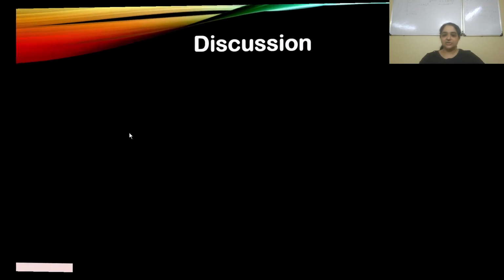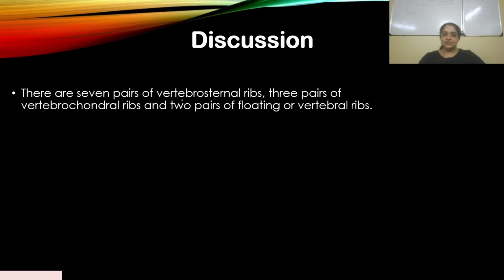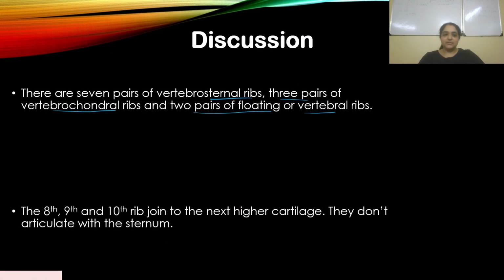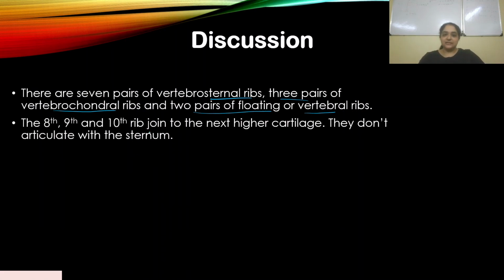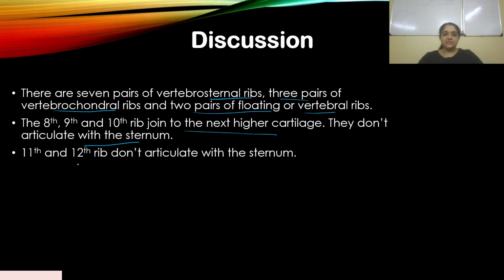Let's go to the discussion. There are 7 pairs of vertebrosternal ribs, 3 pairs of vertebrochondral ribs and 2 pairs of floating or vertebral ribs. Please, this information has to be embedded in the head, they've clearly been asking it again and again. 8th, 9th and 10th rib join the next higher cartilage. 8th will connect to the 7th, 9th connects to the 8th, and 10th connects to the 9th. They don't articulate with the sternum. 11th and 12th rib don't articulate with the sternum either.